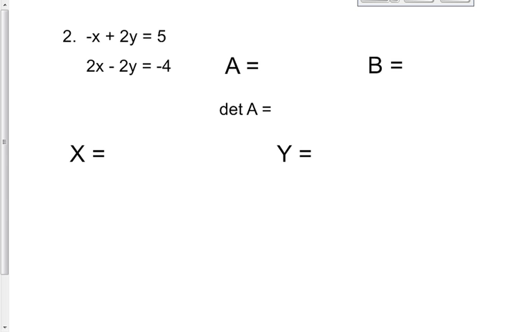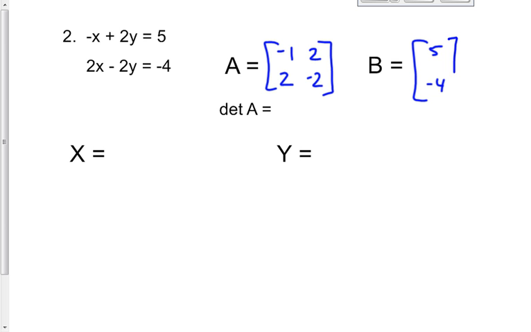All right, let's try that one again. Negative x plus 2y equals 5. 2x minus 2y equals negative 4. Your A matrix: pull out the numbers in front of your original x's and y's. Negative 1, 2, 2, negative 2. Your B matrix is the answer solutions of 5, negative 4.